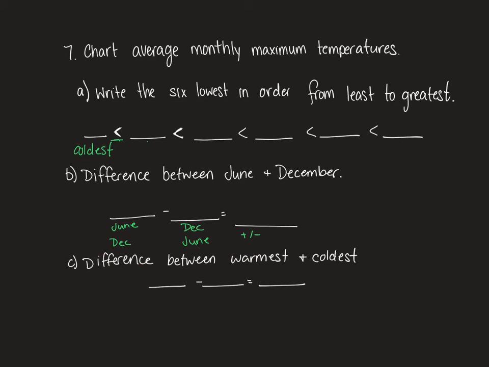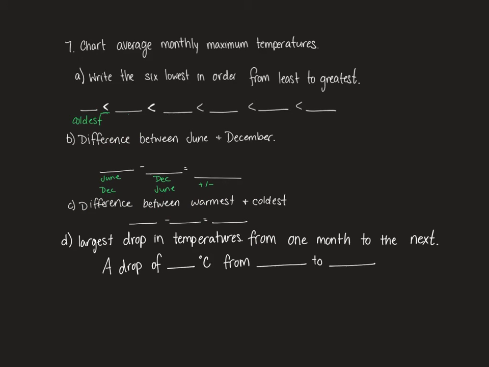Question C asks you to find the difference between the warmest and the coldest day. So once again, it doesn't matter which order you put them in as long as you find the hottest day and the coldest day. Question D asks you to find the largest drop in temperatures from one month to the next. So they have to be months that go in order. It has to go like January to February, not January to April. And so you're looking to see that the temperature is actually going down from one month to the next. So if you went up a degree in temperature, then that can't be in the running here.